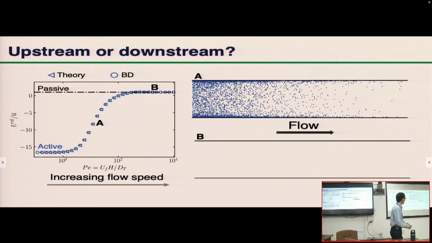My question is, what about real life? I'm going to talk about the real life situation later on. So maybe the flow speed is generally smaller. No, it depends. But it should still be smaller than the swim speed. Okay.